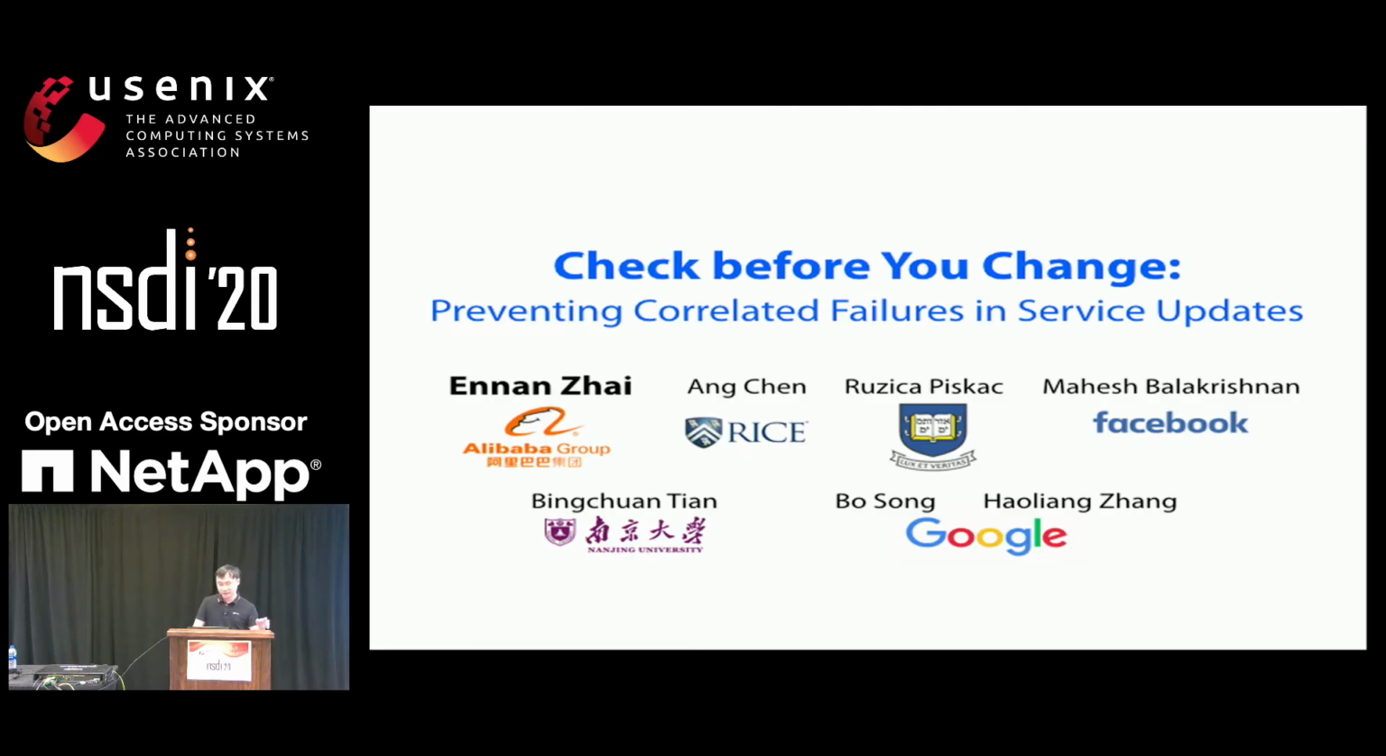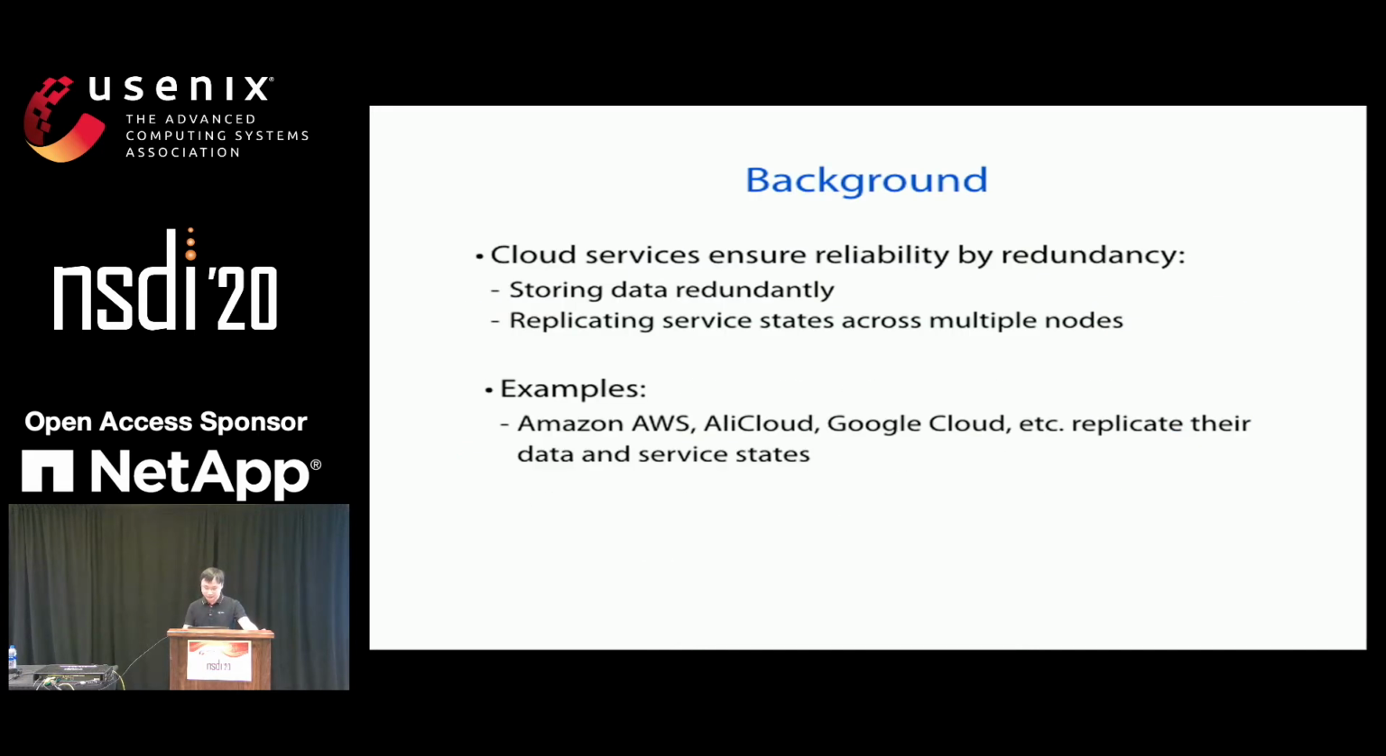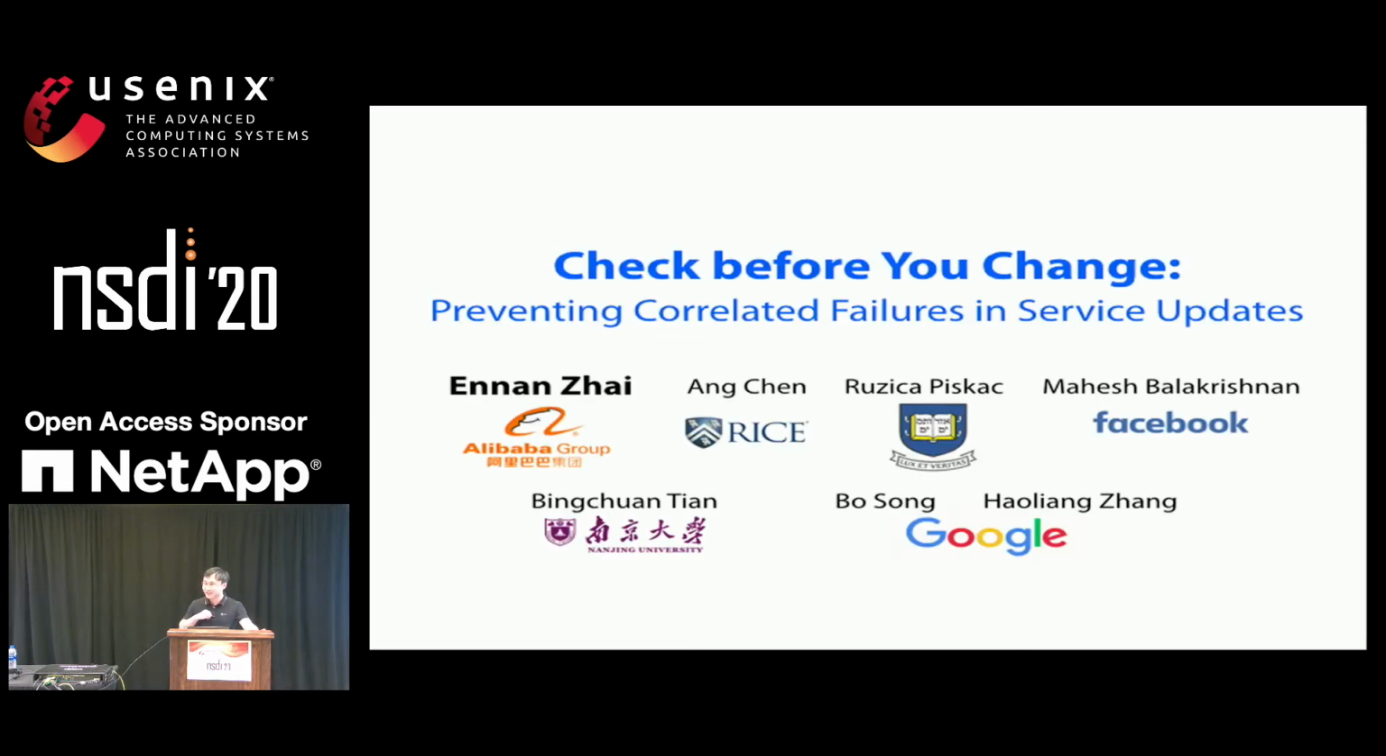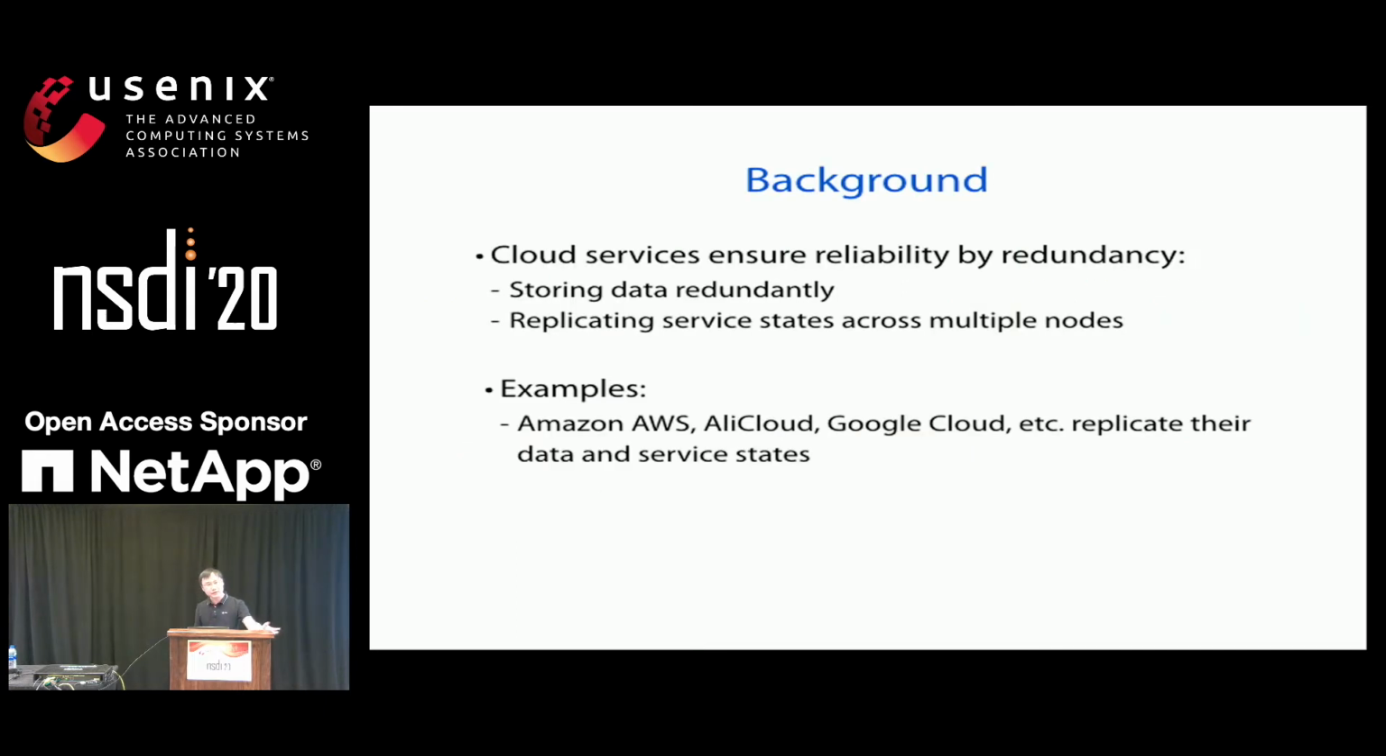Hello everyone. Today I'm going to talk about how to prevent correlated failures in service updates. This is joint work with a lot of people from different affiliations: Angchen, Ruzika, Piskach, Mehash, Balakrishnan, Bingchuan Tian, Bosong, and Haolian Zhang. Cloud services today rely on redundancy techniques to ensure reliability.